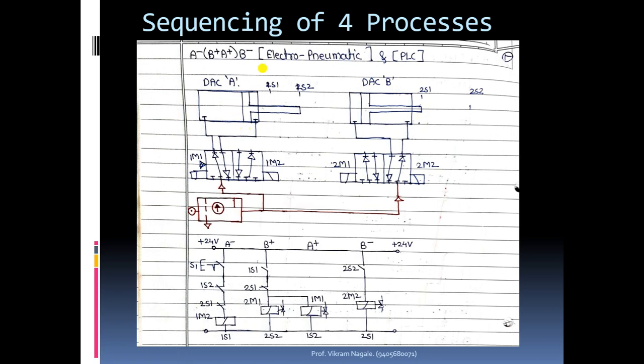And once it is started, it will be 30 to 40% behind this process in case of cylinder B.